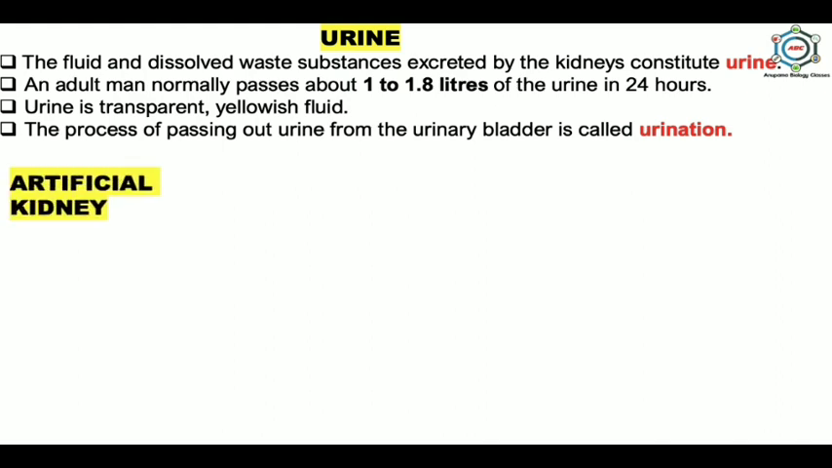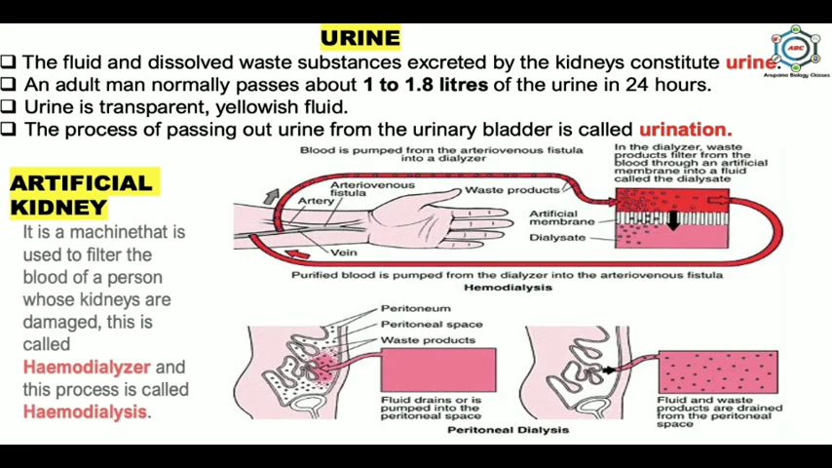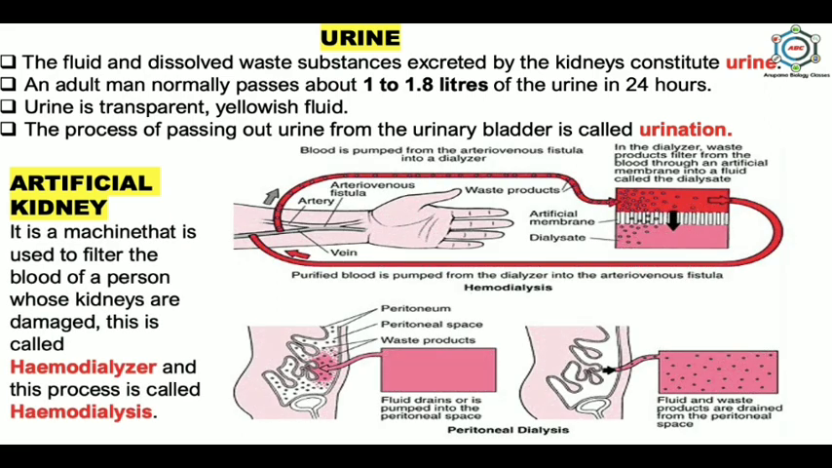Now, artificial kidney. You can see the picture, and it is a machine that is used to filter the blood of a person whose kidneys are damaged. This is called a hemodialyzer, and this process is called hemodialysis. In the picture you can see the hemodialysis. Here a dialyzer is present which is responsible for the purification of blood. In this, the separation of small molecules from the large molecules by the semi-permeable membrane between the solution and water works on the principle of dialysis.